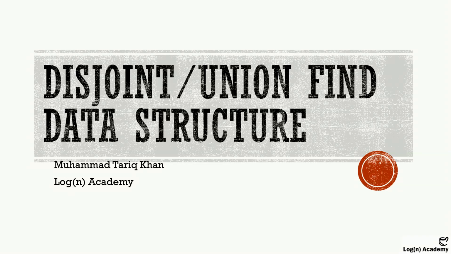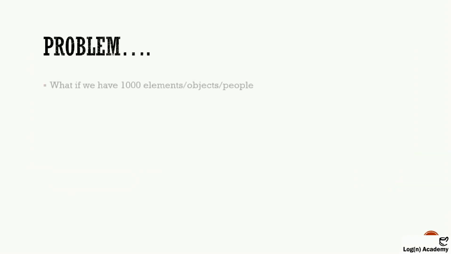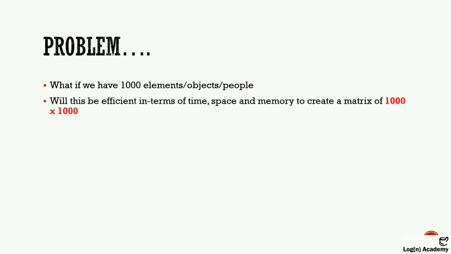matrix. But the problem with that is, if we have a large number of people, 1,000 different elements or 2,000 or 5,000 different elements, will it be efficient to represent the relation between them using matrices? So we discussed this problem: what if we have 1,000 elements, objects, or people? Will it be efficient in terms of time, space, and memory to create a matrix of 1,000 by 1,000, or 2,000 by 2,000, or 5,000 by 5,000? The answer is very clear: this is not an efficient solution. So what is an efficient solution?